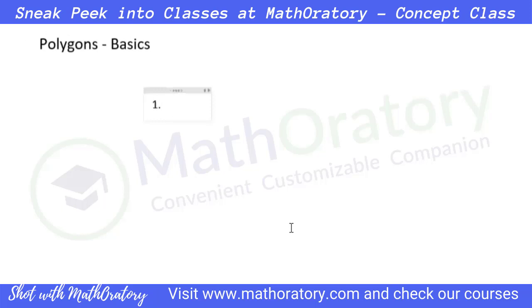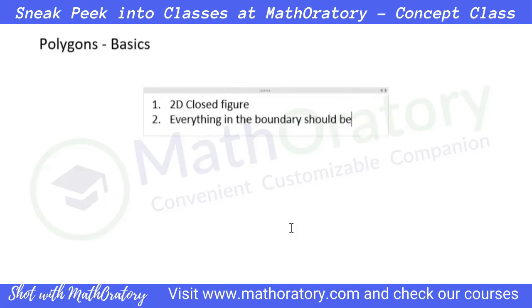So first, it has to be a 2D closed figure. It cannot be an open one. It has to be a closed figure, or bounded. Second, everything in the boundary should be straight lines. There will be turns on it, but all the turns will be with an angle, not a curve. So there'll be straight lines always. No curves allowed.